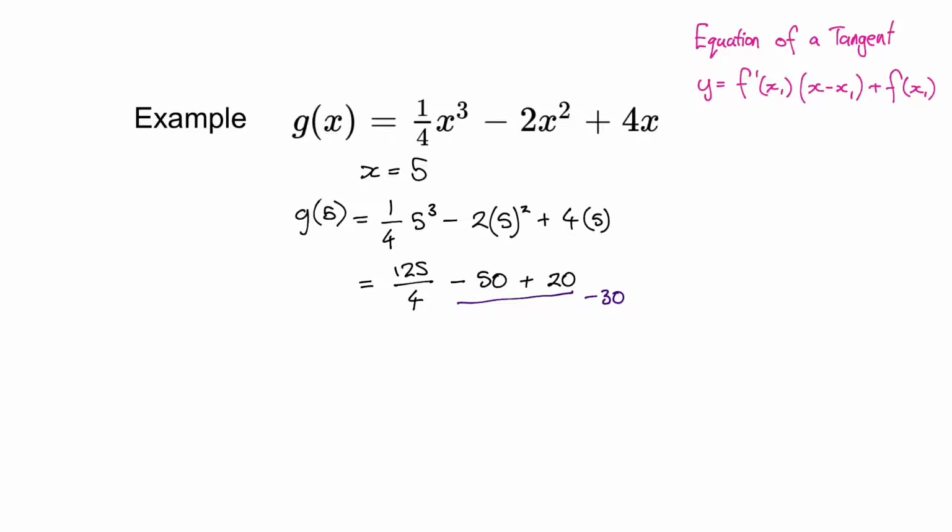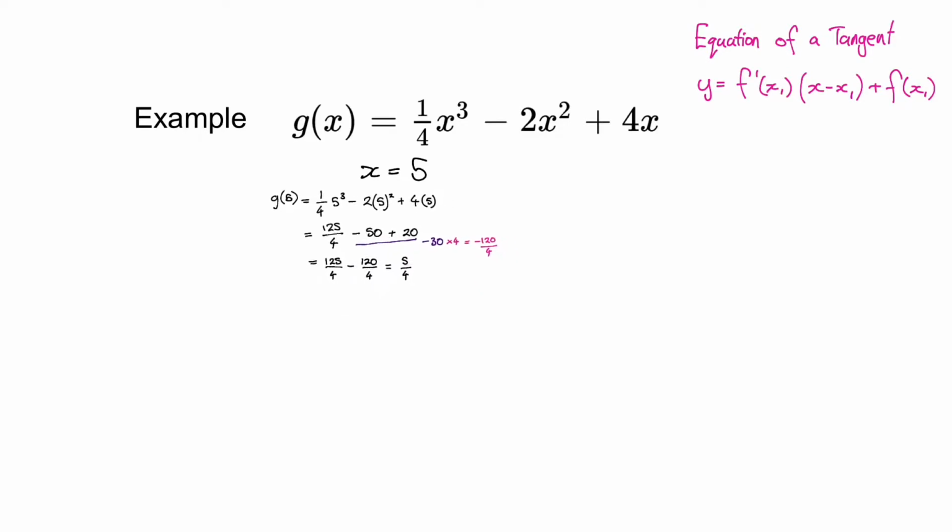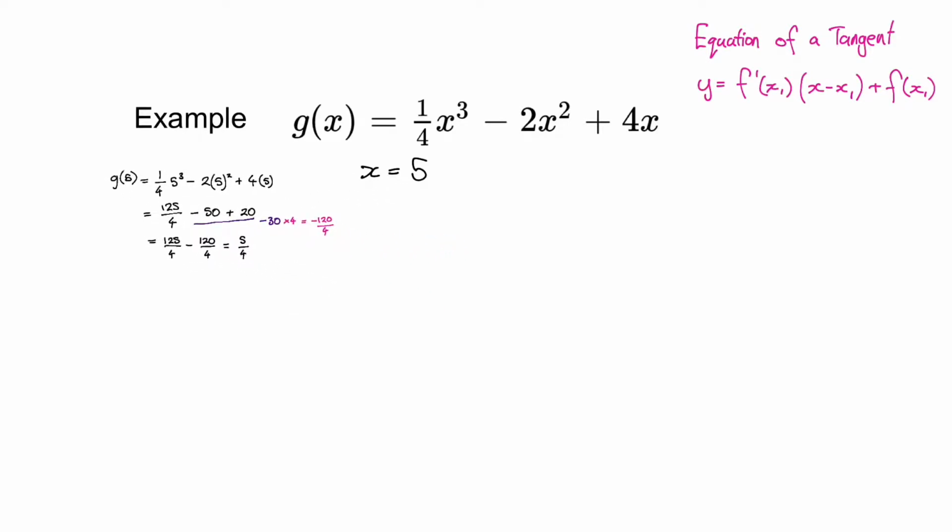Now we need a common denominator again. So 4 is there, so we'll times 30 by 4. 3 times 4 is equal to 12, so that's going to be minus 120 on 4. Putting that out, we get 125 on 4 minus 120 on 4, which is going to give us 5 on 4. So our function, when it is evaluated at 5, is going to give us an answer of 5 over 4. So that gives us our function value at our point. Now we need to find the derivative of our function at that point.